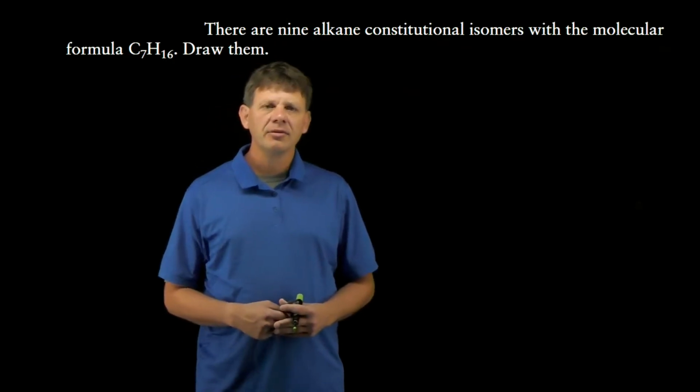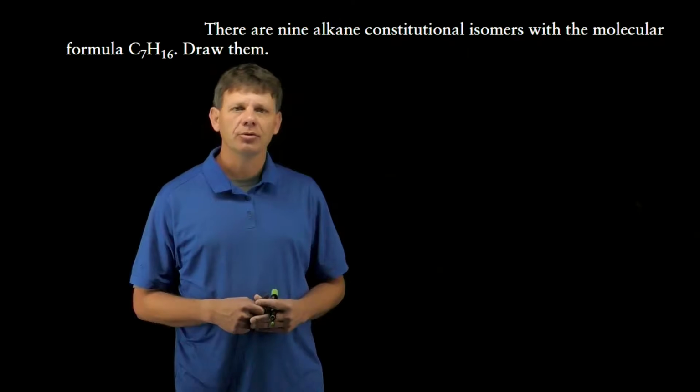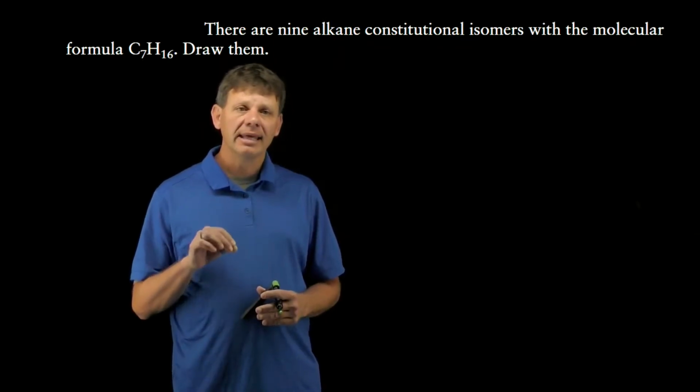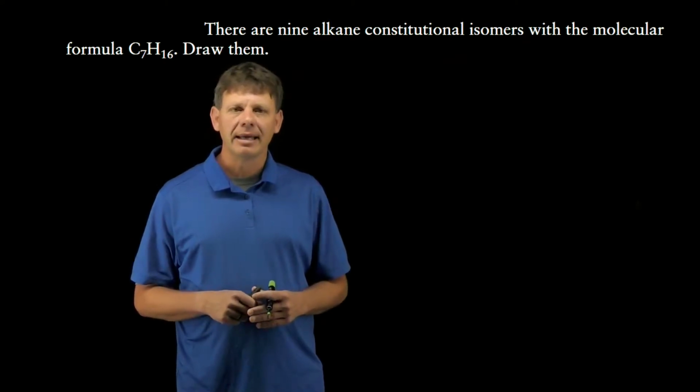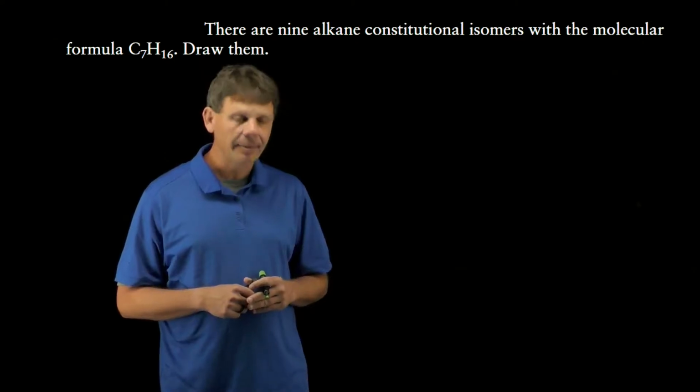This assessment asks us to draw the nine alkane constitutional isomers with the molecular formula C7H16. The key in doing these is to be systematic. I went ahead and worked it in advance, but let me show you how we can be systematic in solving this.